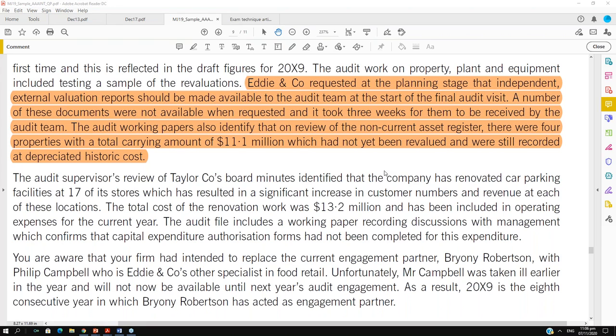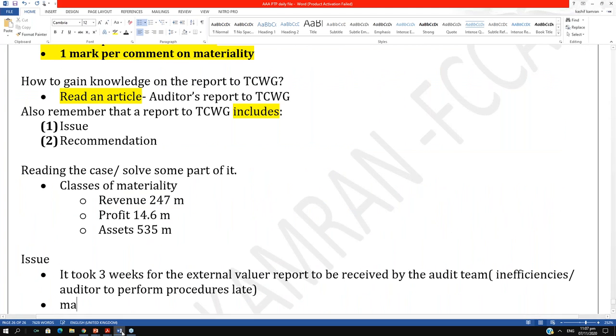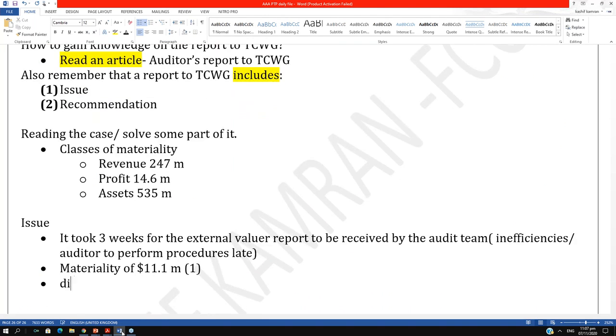So should we revalue every property? But the management has not revalued property worth 11.1 million and it is still being recorded at cost. Is that something wrong? So should we first find the materiality of $11.1 million? Will that give me 1 mark? Will I then discuss the right accounting treatment in my report to those charged with governance? Should I tell them the right accounting treatment?